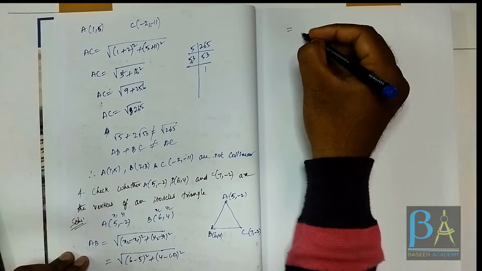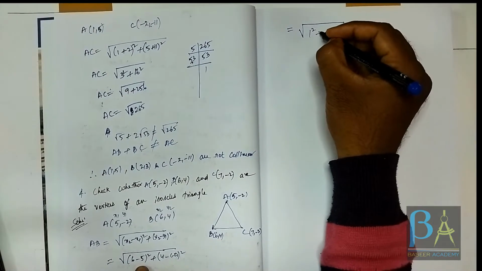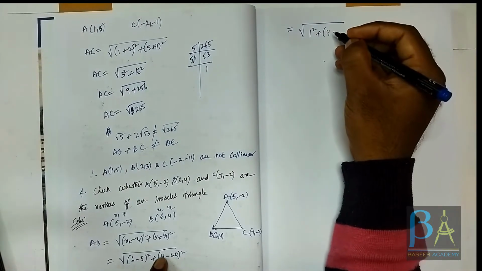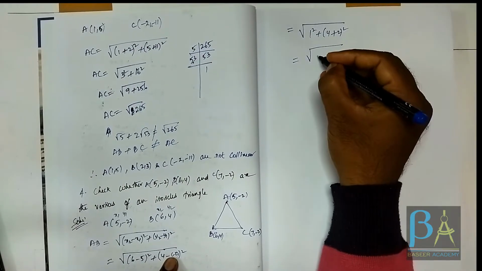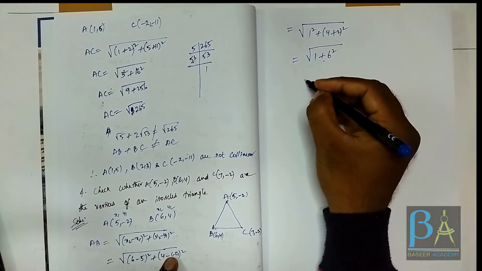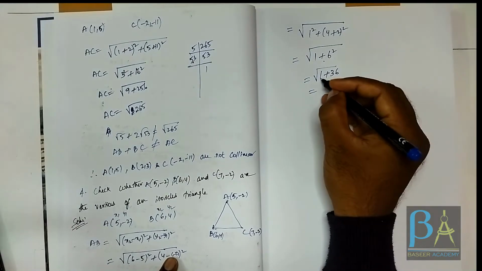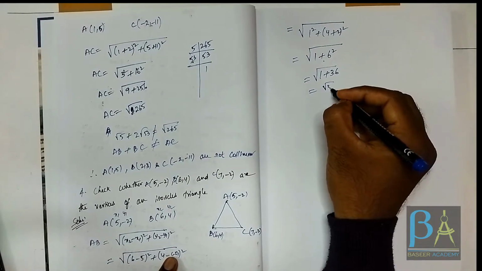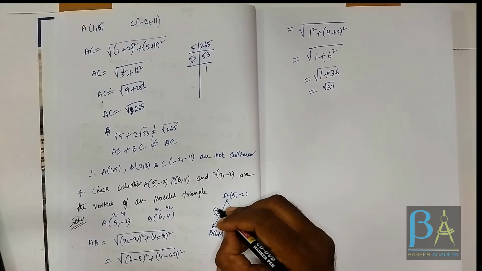Now what happens? Square root of 6 minus 5 is 1, and then 4 minus into minus gives me plus. So what happens now? Square root of 1 square is 1 itself. 4 plus 2 is 6 square. I'm writing it as it is. So this becomes 6 square, which is 36. 36 plus 1 is 37. So root 37. So the side AB is root 37.